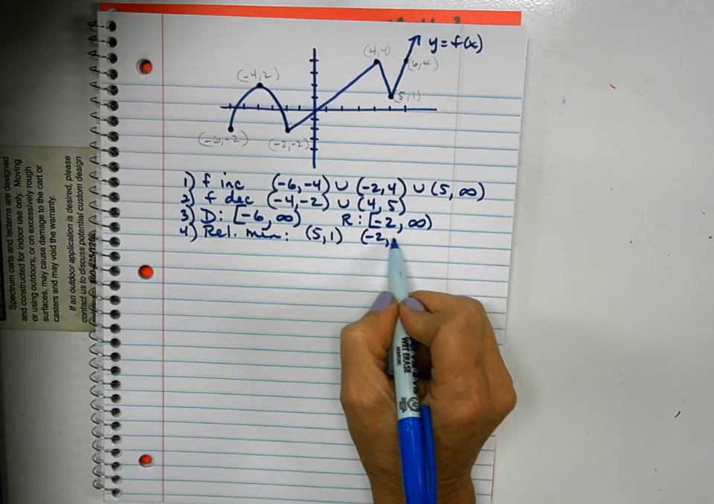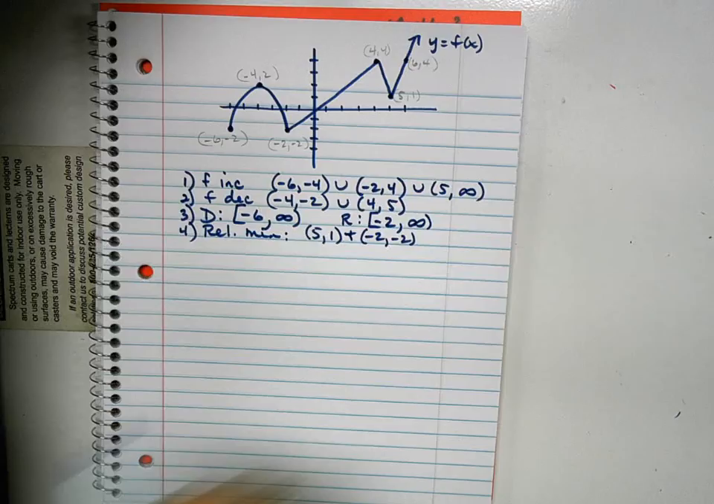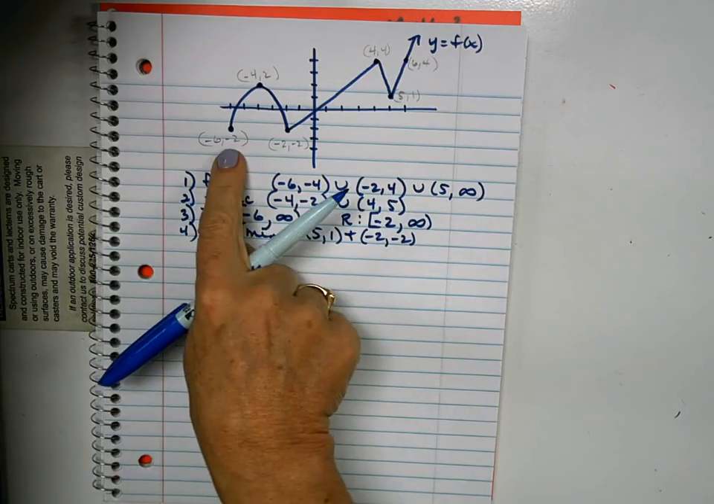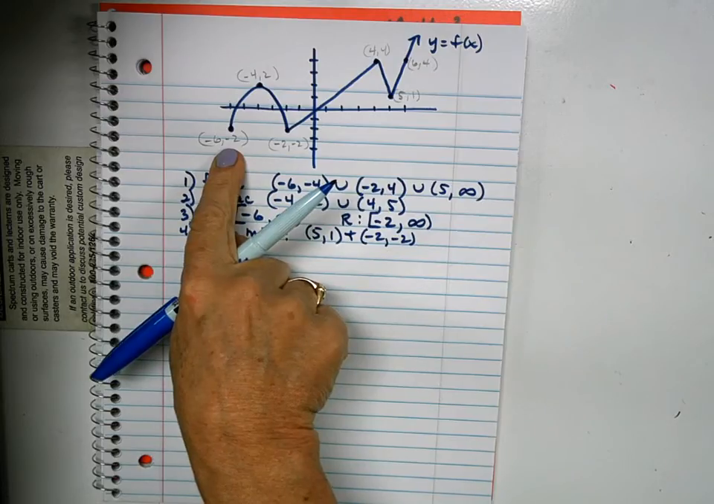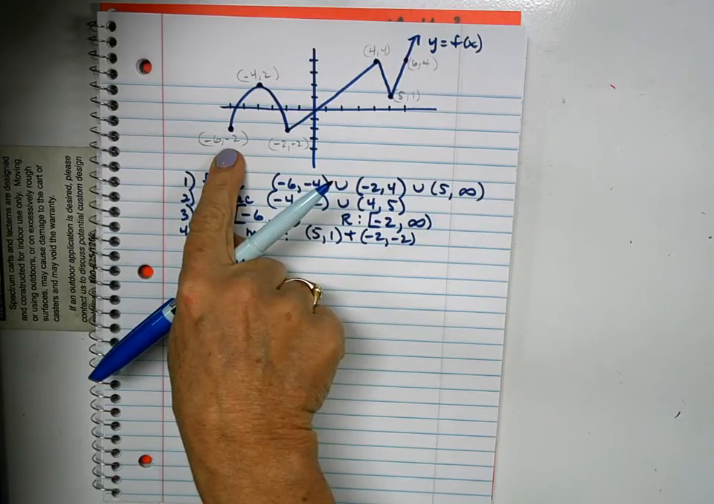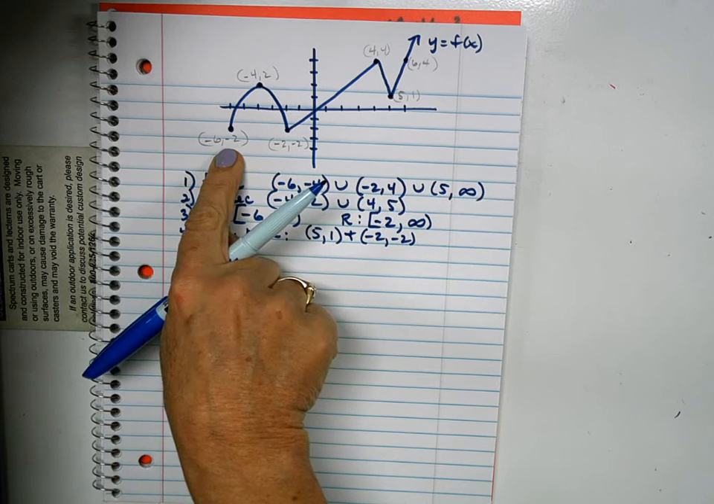We would say here and. Those are both relative mins. So and, both of those. 5, 1 and -2, 2. Any other places where it changes from decreasing to increasing? No. Why is -6, -2 not a relative min? It's not decreasing before. It's got to decrease and then increase, and it doesn't do that.